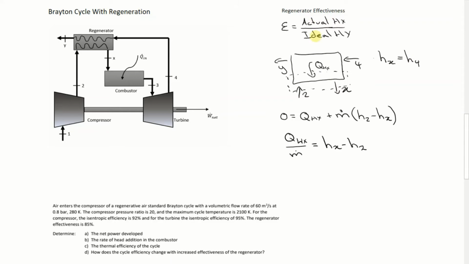And so if we therefore write out our effectiveness again, we're going to write this as our Q dot of our heat exchanger by our m dot, divided by Q dot ideal by our m dot. That's going to be equal to hX minus h2 divided by h4, this is now our ideal, minus h2. And so with this equation, what we talked about above, we're now ready to solve the problem.